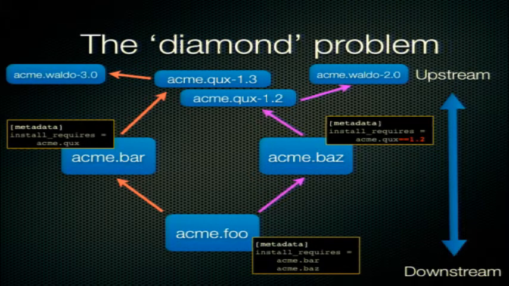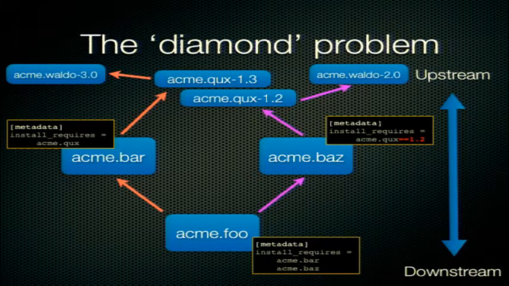Okay, we're done with that path, around the other side. Acme.baz, I need acme.clux version 1.2. Oh, we've already got 1.3. That's a conflict. Stop. Now, that's not a great solution, and that's currently what easy_install is, or at least is what it did 2 years ago. Because at the end of the day, 1.3 came from acme.bar, which didn't actually care which version it was.